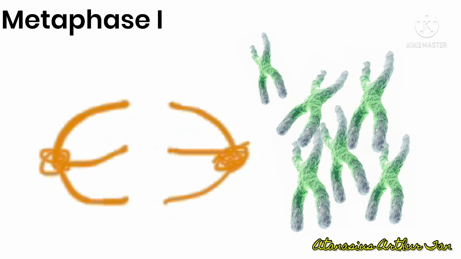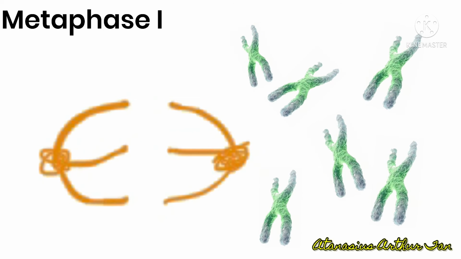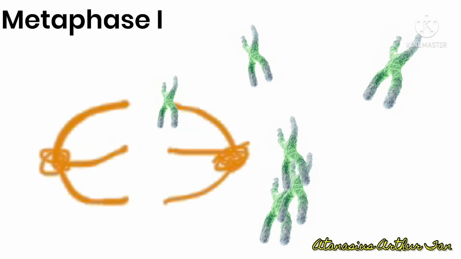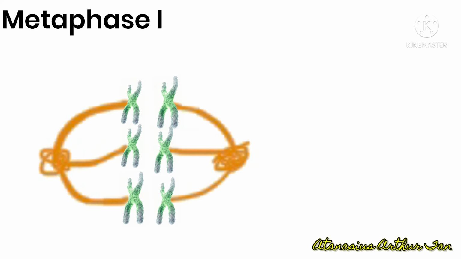Metaphase 1. The chromosomes will line up in pairs, so there's 2 lines of chromosomes instead of the usual 1 in mitosis. And these pairs of chromosomes will attach themselves to the spindle while also being in the middle. Well, that's basically the entirety of metaphase 1.